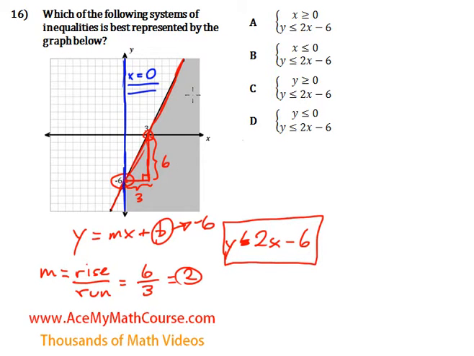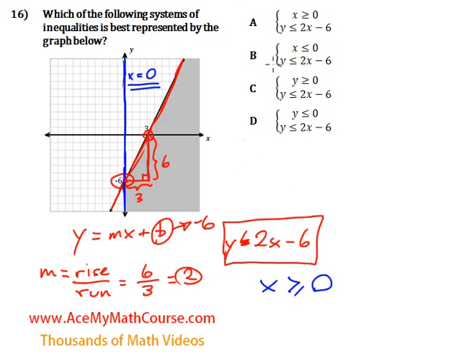And we have shaded the region to the right of x equals 0, to the right of the y-axis. So we can say x is greater than or equal to 0, because all these values of x over here are positive. Again, of course, if we had shaded the region to the left of the y-axis, we would have said x is smaller than or equal to 0.